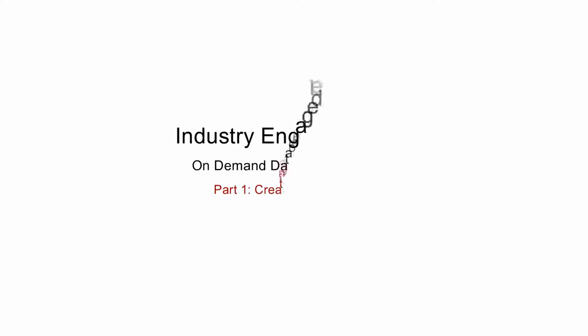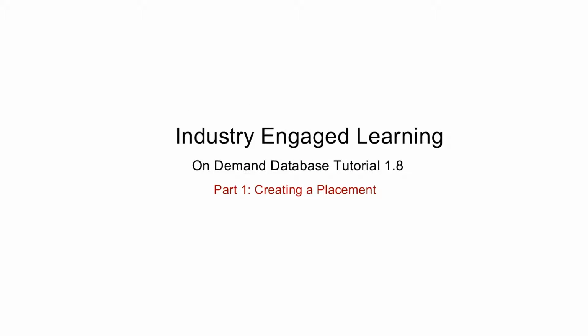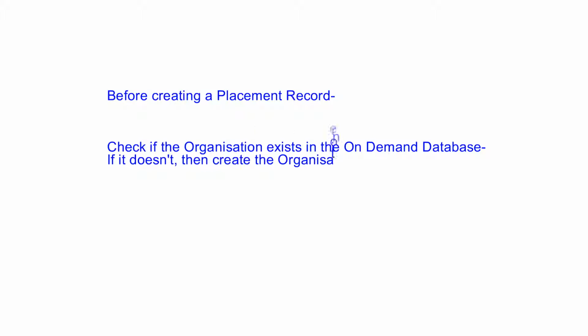Welcome to Industry Engaged Learning On-Demand Database Tutorial 1.A, Part 1, Creating the Placement. Before creating a placement record, it is important to check for the organization in the database. If the record doesn't exist, then the organization record needs to be created.